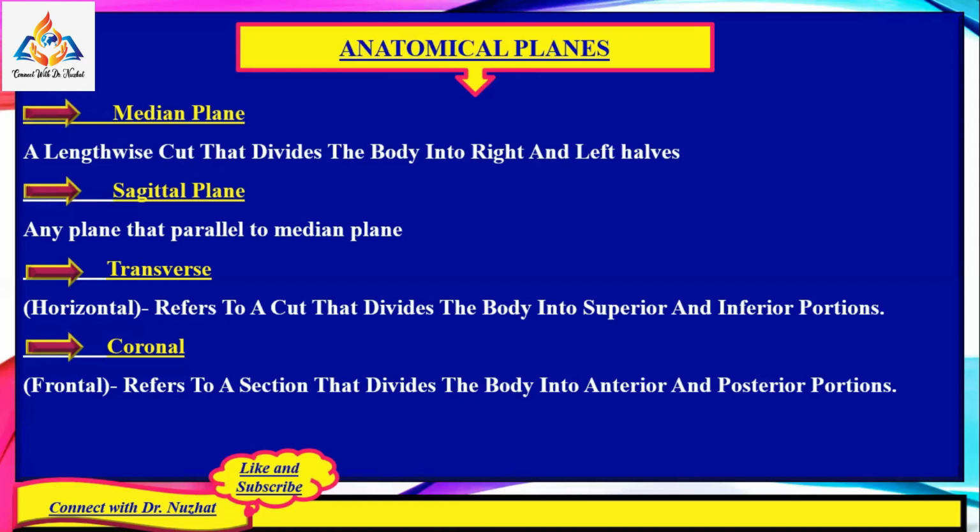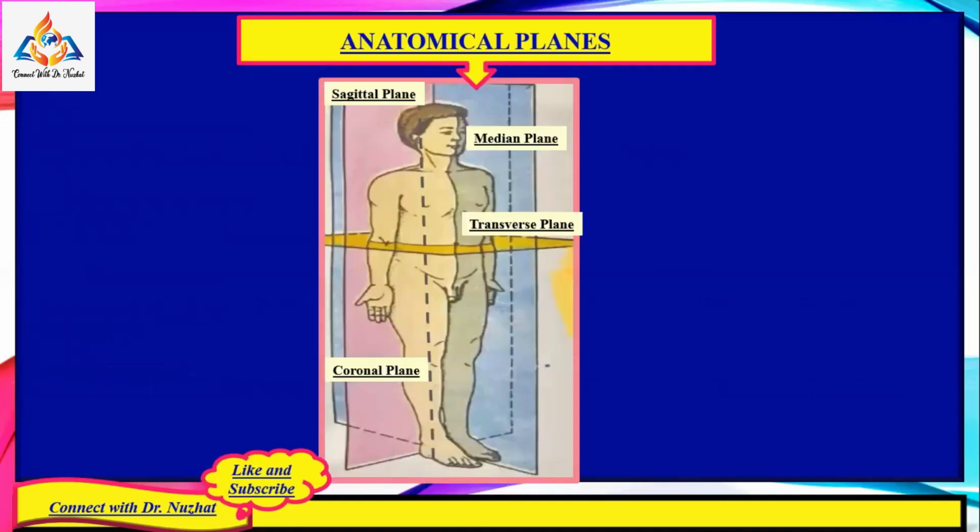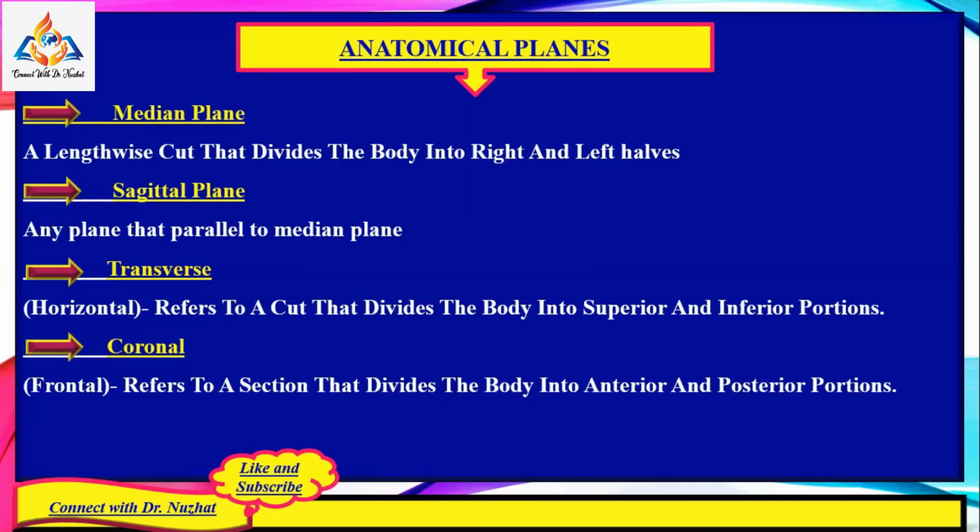Anatomical planes in the human are the median or sagittal plane, frontal or coronal, and transverse or axial plane. Median plane, actually this is the lengthwise cut. You can see in the figure, the median plane is the lengthwise cut that divides the body into two halves, right half and left half. The sagittal plane is any plane that is parallel to the median plane.